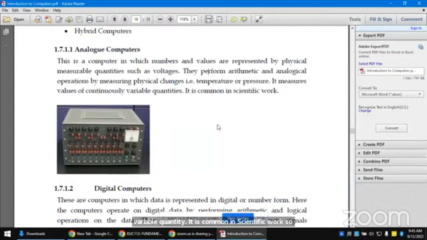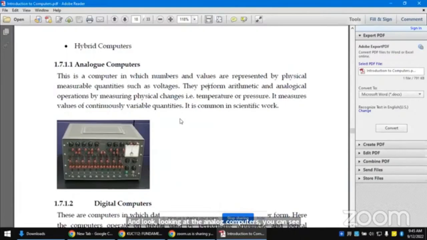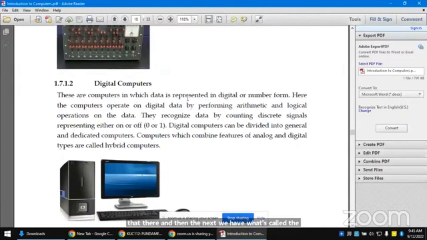And then the next, we have what we call the digital computers. These are computers in which data is represented in a digital or number form. Here, the computers operate on digital data by performing arithmetic and logic operations on the data.